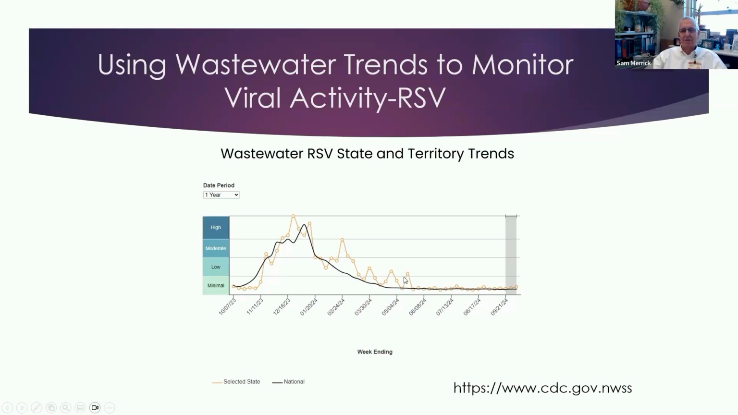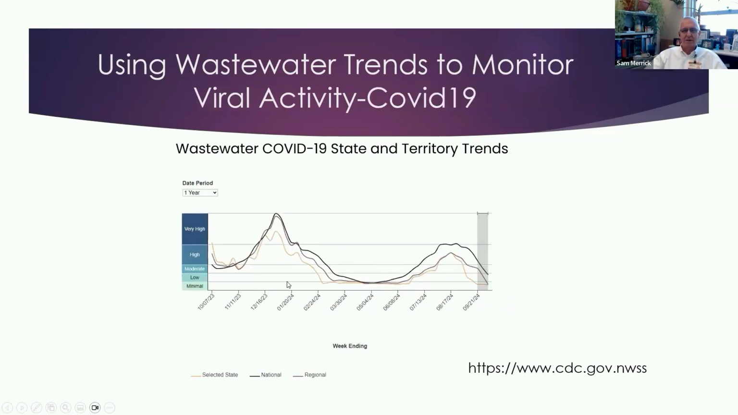You can see here that cases tracked pretty well. This is national and this is states, but right now here in September of this year, there's very little RSV in the wastewater in New York. This is a slide from New York. And this is COVID-19. The orange is New York, black was national. And you can see how there was a big spike last winter. And then this picked up that summer spike that we had in the wastewater. So wastewater is going to be a better way.